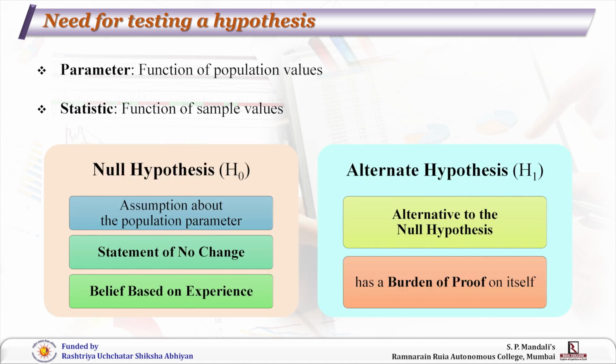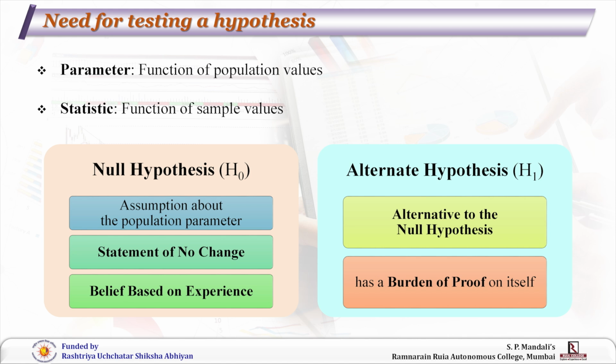The next is parameter. It is a function of population values, for example, say the mean of the population. Then comes statistic, which is a function of sample values. The same mean, if considered for the sample taken from the population, is called a statistic.